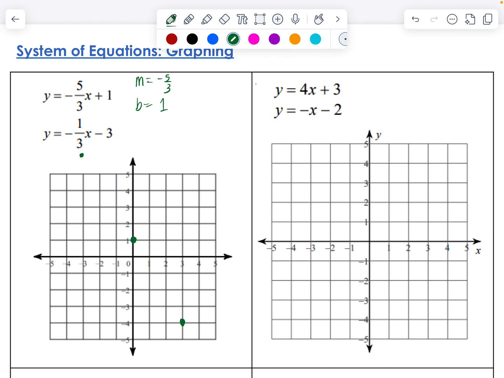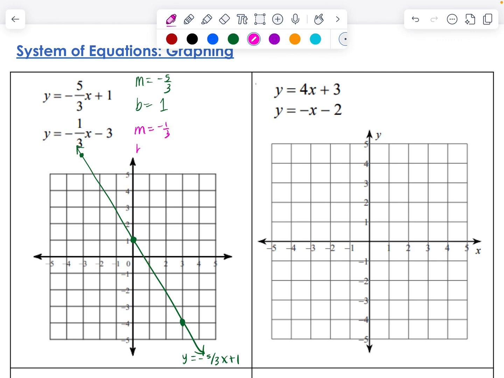And so what I'm going to do is make sure I connect my points. Make sure that you're using a straight edge, okay? I'm going to put an arrow at the end, and I'm going to label it as y equals negative 5/3 x plus 1. Okay, let's do the second one.